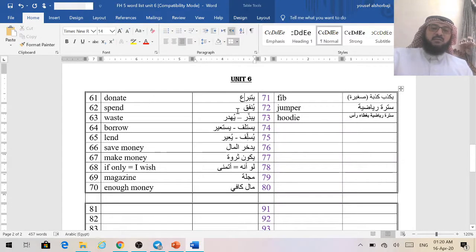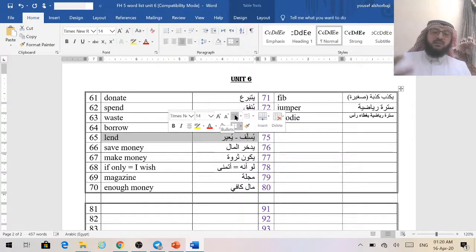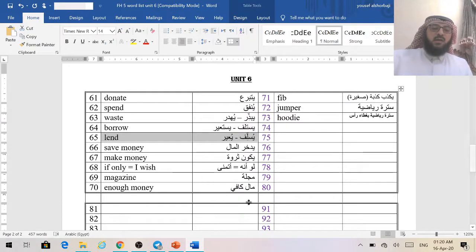يتبرع donate, ينفق spend, يبذر waste, يستلف أو يستعير borrow, يسلف عكسها the opposite lend, يدخر المال save money, يكون الثروة make money, لو أنه أو أتمنى if only, I wish.